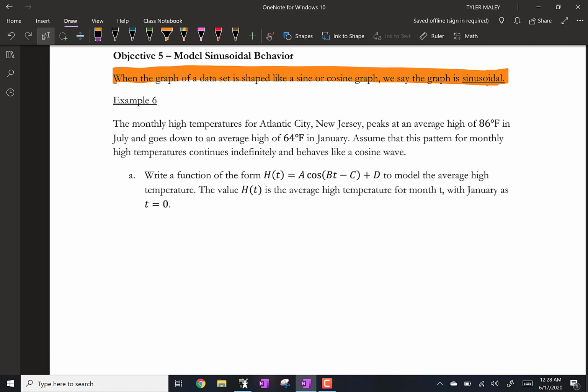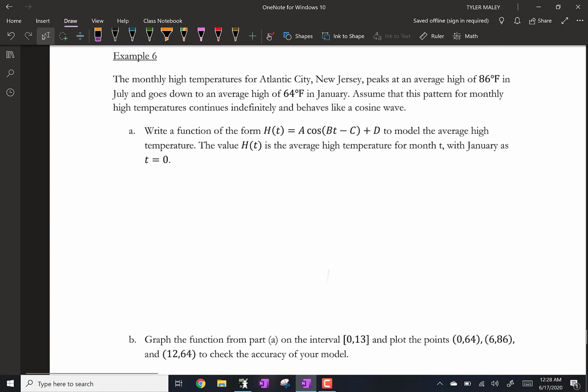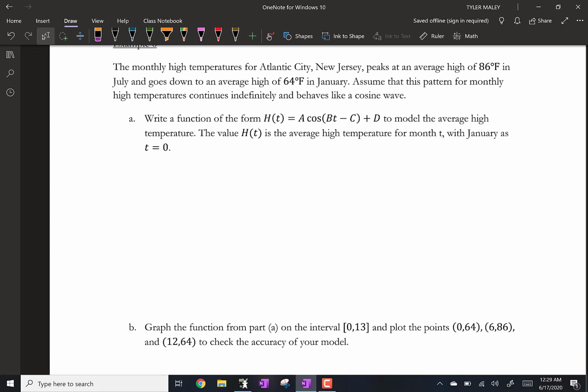Assume that this pattern for monthly high temperature continues indefinitely and behaves like a cosine wave. Write a function of the form h of t equals a cosine bt minus c plus d to model the average high temperature. The value h of t is the average high temperature for month t, with January as t equals 0.